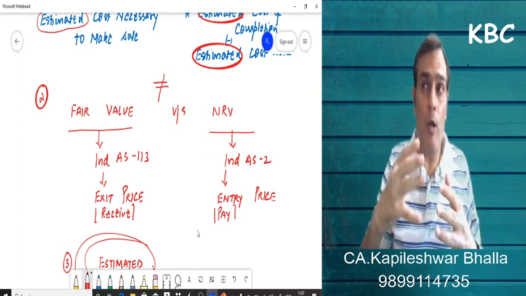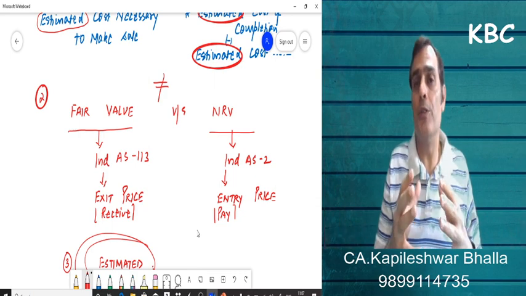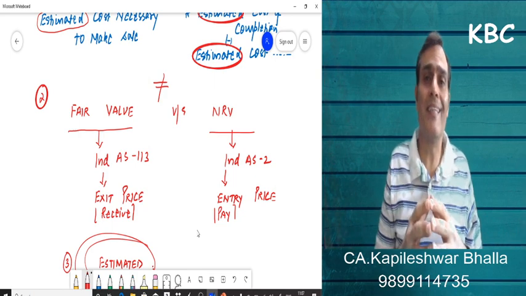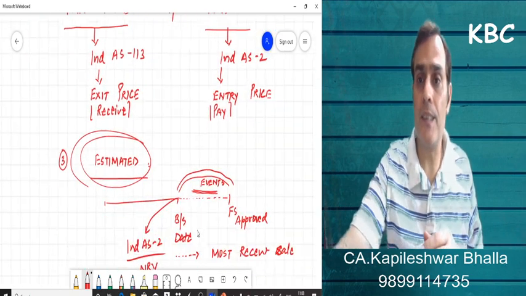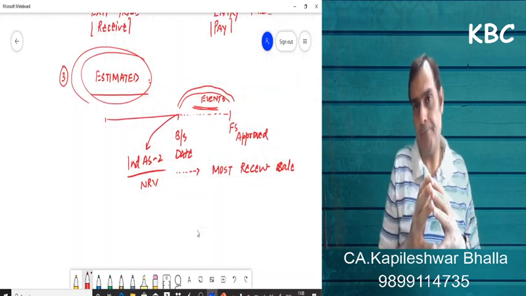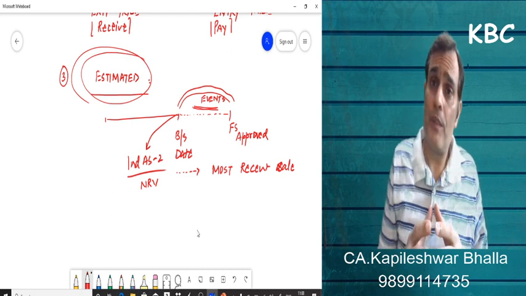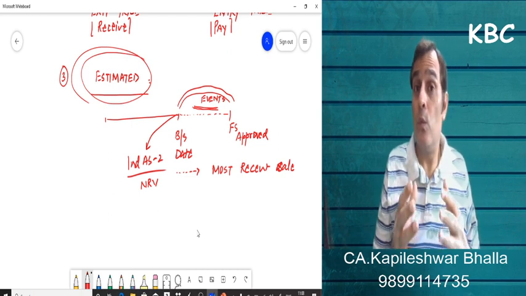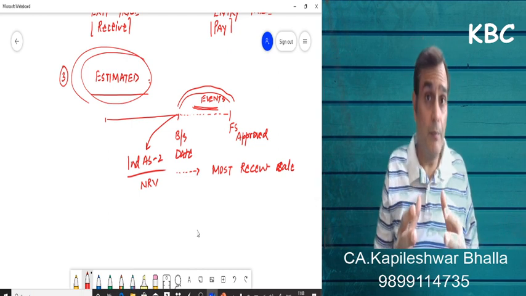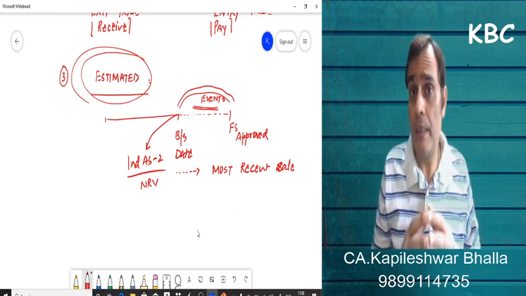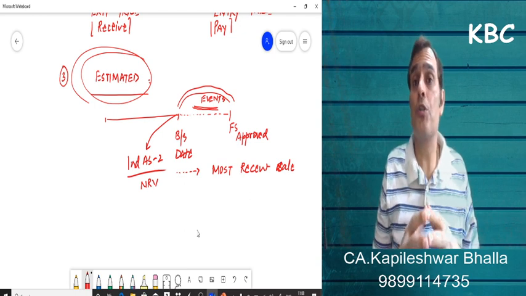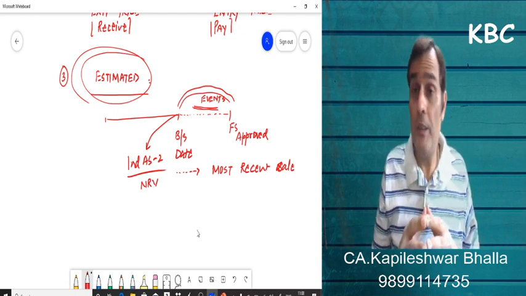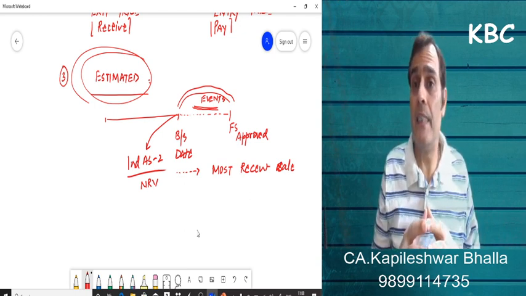So what you pay to acquire is an entry price, and what you receive to sell is an exit price. So NRV is based on the exit price and not an entry price. And the third focus is in terms of the word estimation: that estimation of NRV is generally always done on the balance sheet date, considering the most recent sale. But we also need to consider the impact of Ind AS 10 events.